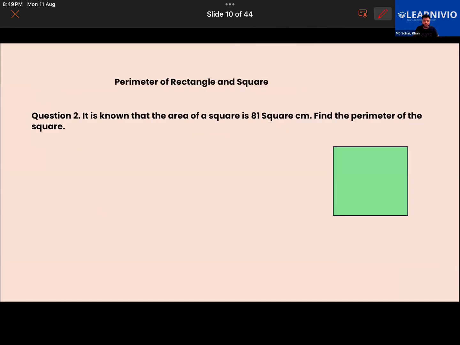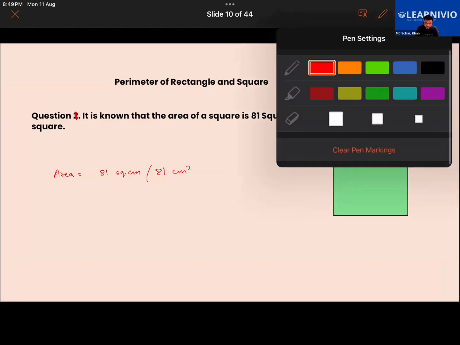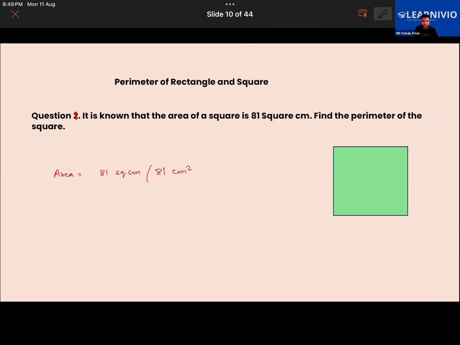Say a question is given that the area of a square is given to us as 81 square centimeter. We have to find the perimeter of the square. It's an interesting question. Try to solve. Let's see what you guys get.